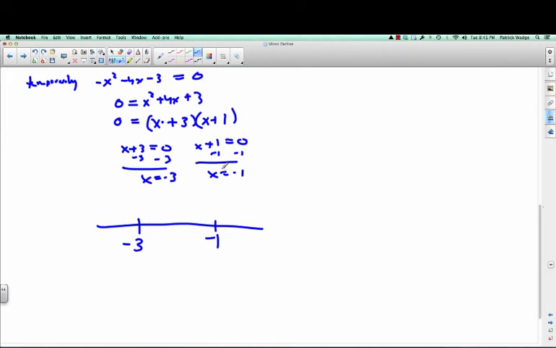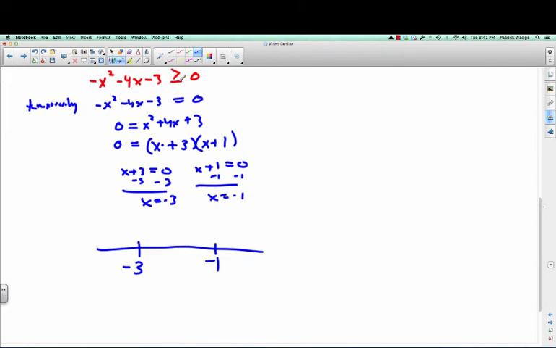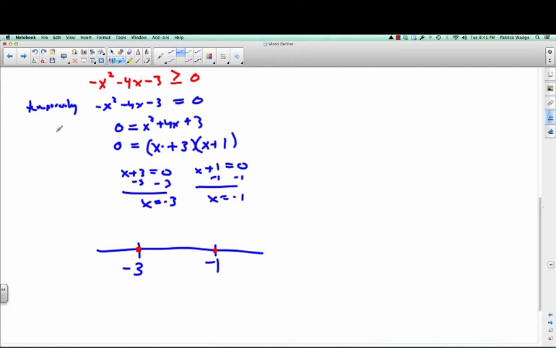Well, if we look back up at the start, it's a greater than or equal to, which means we're going to put solid dots. Now we need to try either all three of these sections if you want to be really careful, or just try one of them and alternate. I'll try up here because 0 is always an easy one to try. I'm going to put 0 in there.